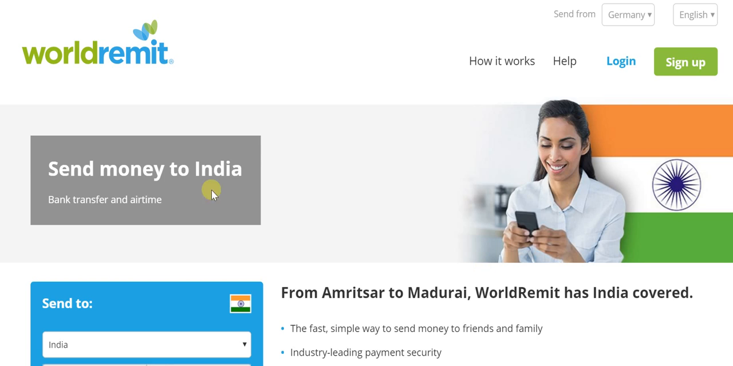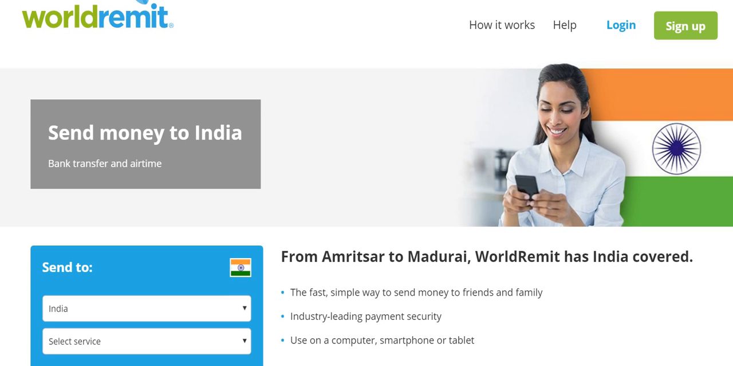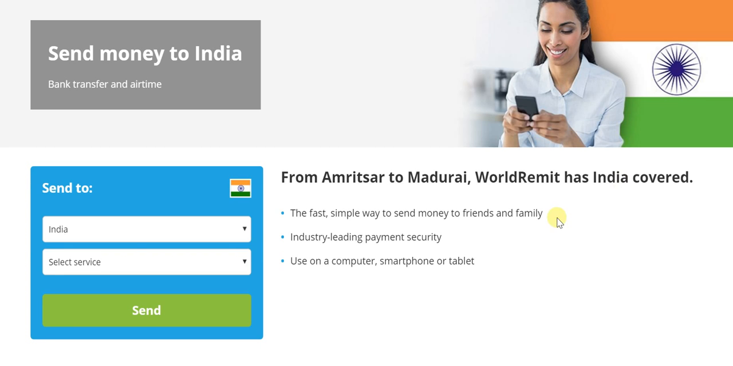Now, as you can see, when it comes to sending money to India, there's both the option of bank transfer as well as airtime. In this particular video, we'll focus on bank transfer because airtime per se is not money as such. It's mobile airtime, whereas bank transfer, we are dealing with actual money. And with WorldRemit, the advantage is that the whole of India is comprehensively covered. So from Amritsar to Madurai, right up north to right down south, the entire India is very well covered.